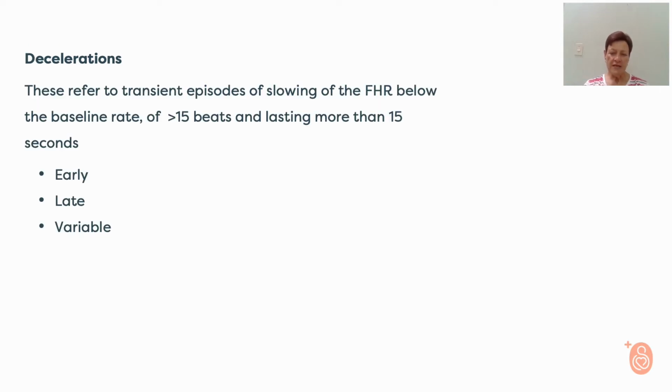Now, if we look at decelerations, then the definition is similar to the accelerations. It's a transient or temporary episode of slowing of the fetal heart rate below the baseline of more than 15 beats per minute, and it lasts longer than 15 seconds. And we get three types of decelerations. We get early decelerations, we get late decelerations, and we get variable decelerations. In lesson 6, when we discuss all the abnormalities regarding the fetal heart patterns, we will discuss each one of these in more detail.